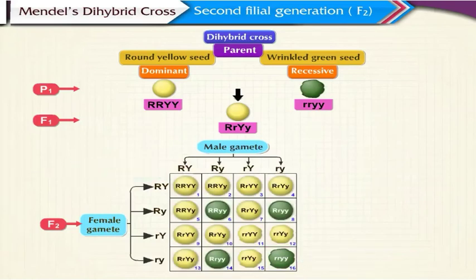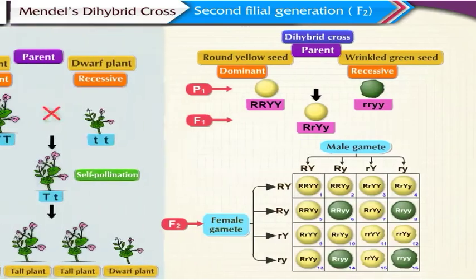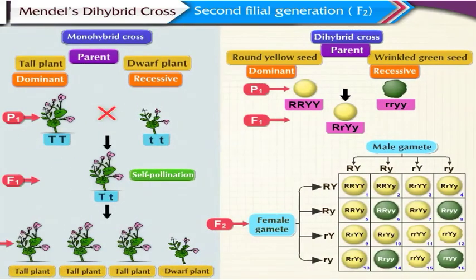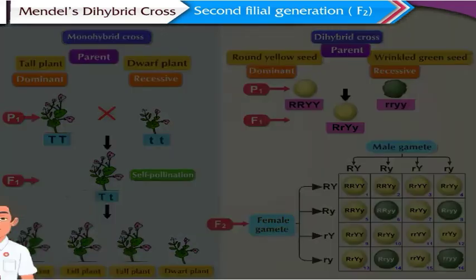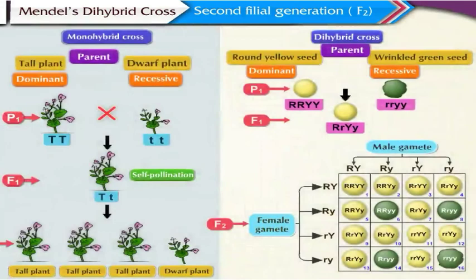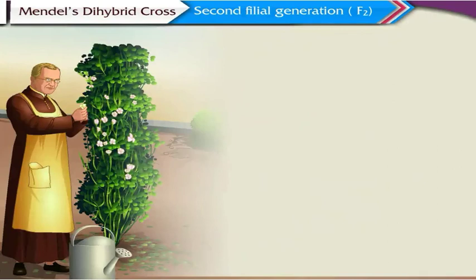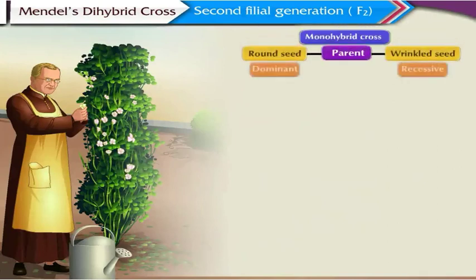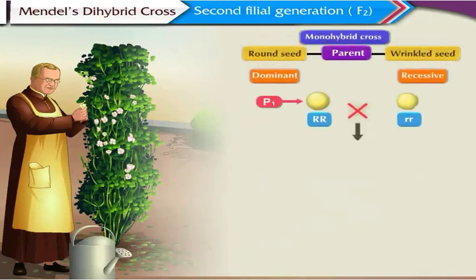We have studied dihybrid cross between round yellow seeds and wrinkled green seeds and monohybrid cross between tall and dwarf plants in detail. What will be the results of monohybrid cross between round and wrinkled seeds? Let us find out. Unlike the monohybrid cross between tall and dwarf plants, all plants in F1 generation will have round seeds because round seed is a dominant character over wrinkled seed.